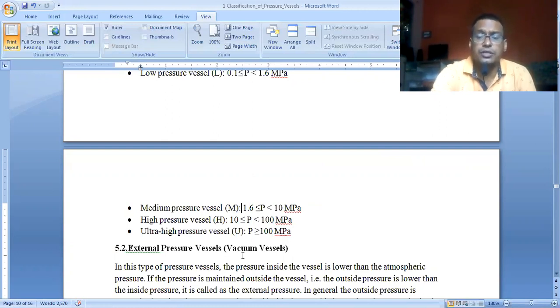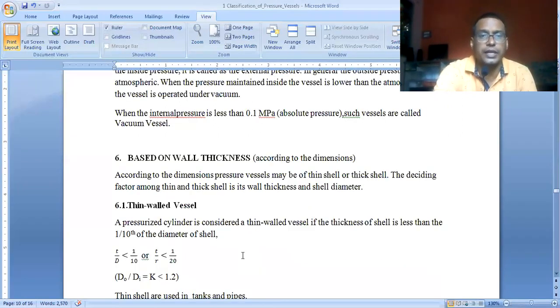The external pressure, that is nothing but the vacuum vessels, means the pressure inside the vessel is less than the atmospheric pressure. However, there are certain situations where the inside pressure is higher than the atmospheric pressure, but again outside that, the higher pressure is used in case of jackets, means the jacket is at a higher pressure and the inside pressure can be the low pressure that is there.